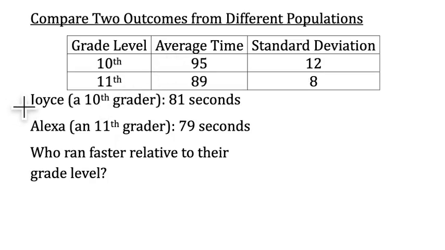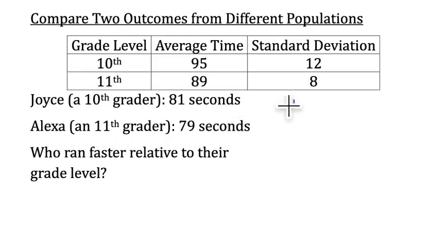So Joyce, a 10th grader, ran around the track in 81 seconds. And Alexa, an 11th grader, ran around the track in 79 seconds, faster. But who ran faster relative to their grade level? All right, so 11th graders are in general faster than 10th graders. So we're wondering which of these 2 times is faster relative to their grade level. All right, so let's figure out their 2 z-scores.